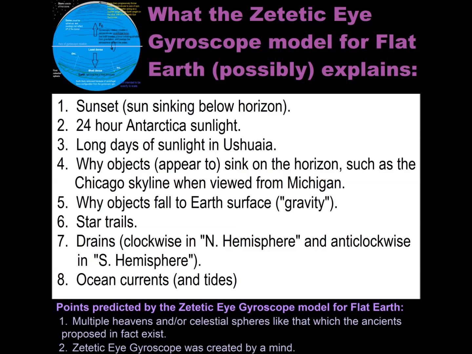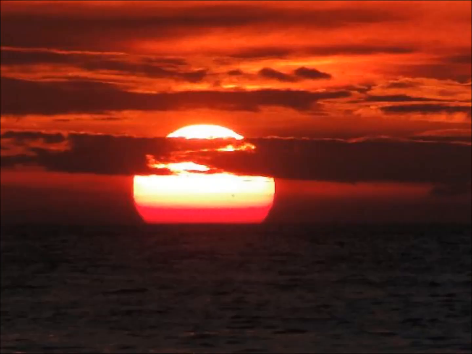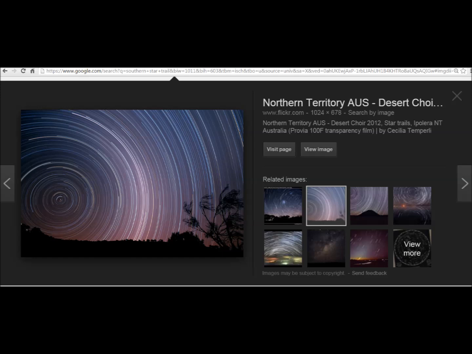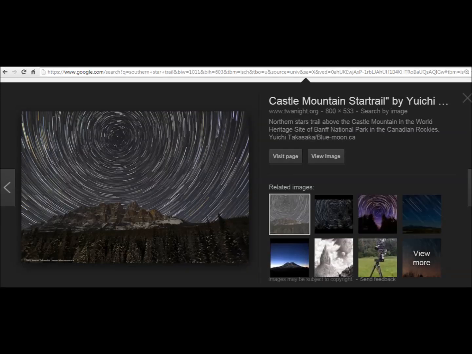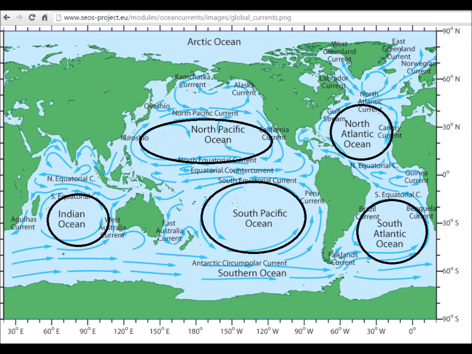And I will discuss how the Zetetic Eye model for flat Earth describes what is experienced on the surface of the Earth as gravitation, or the polar push of objects down to the Earth. And the Zetetic Eye model also describes the Earth's wind and ocean currents and patterns, the sunset, and more specifically how the ball of the sun can be seen to sink below the horizon according to the flat Earth model. Also how there can be star trails around a central point in two places in the sky.